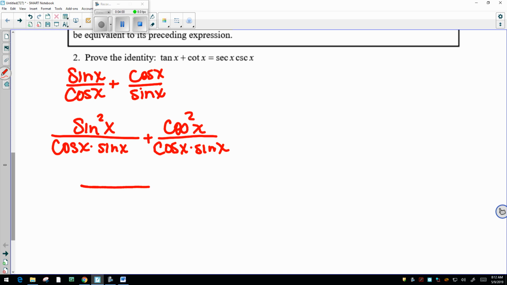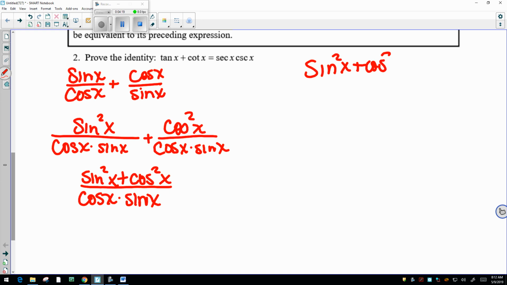Okay, they have a common denominator. I'm now going to join them and combine my numerator, so I have sine squared x plus cosine squared x. And I'm hoping that looks familiar. That's a Pythagorean identity. We had this in our last section where we had sine squared plus cosine squared equals 1. So that means I can go back here and say that reduces down to 1.